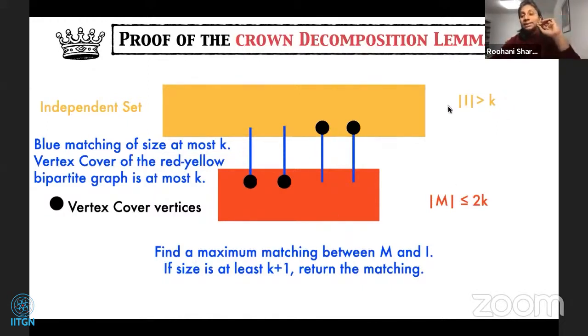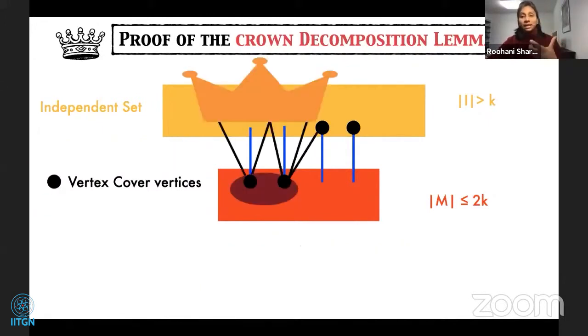And note that since the size of I is strictly greater than k and the size of the vertex cover is at most k, all the vertices of the vertex cover are not coming from the yellow part. So there exists at least one vertex in the red part. Now we get hold of those vertices of the vertex cover in the red part. These are these black vertices. And now my claim is this will be the head set of my crown decomposition.